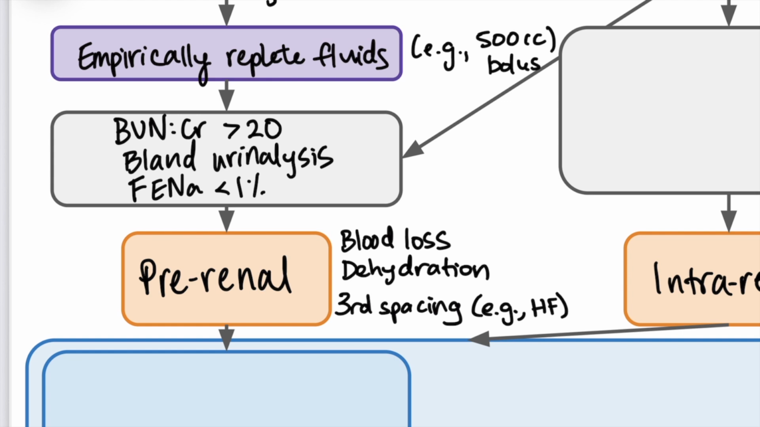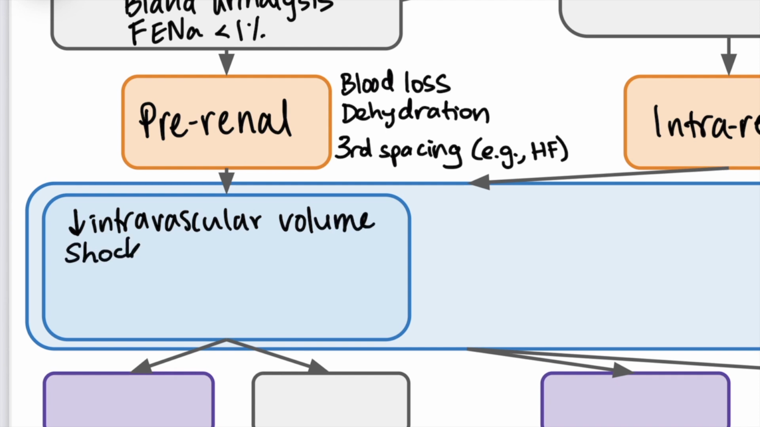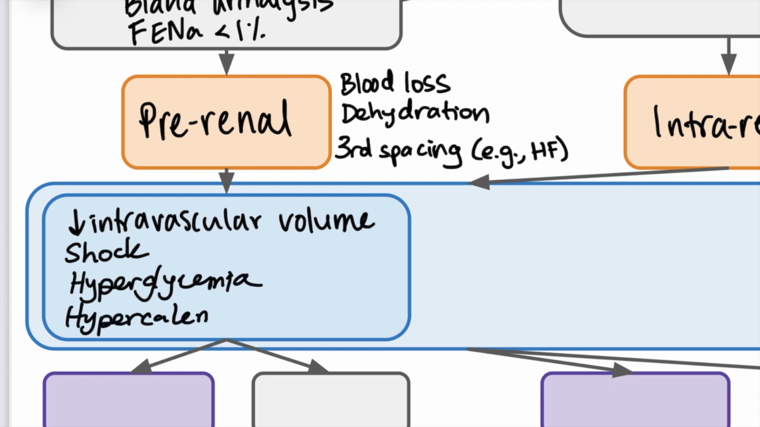And therefore, the amount of excreted sodium in the urine is relatively low. Now let's say the lab values look like a prerenal picture. What are the underlying causes that you'd be able to treat? We talked about one, which would be decreased intravascular volume. You could also have shock. It could also be due to hyperglycemia or hypercalcemia, like in the case of multiple myeloma or in the case of DKA.